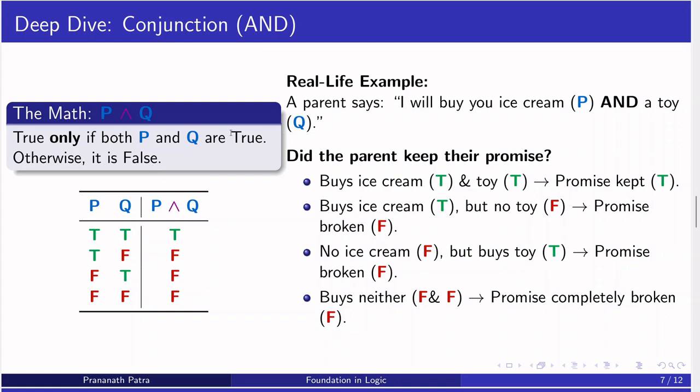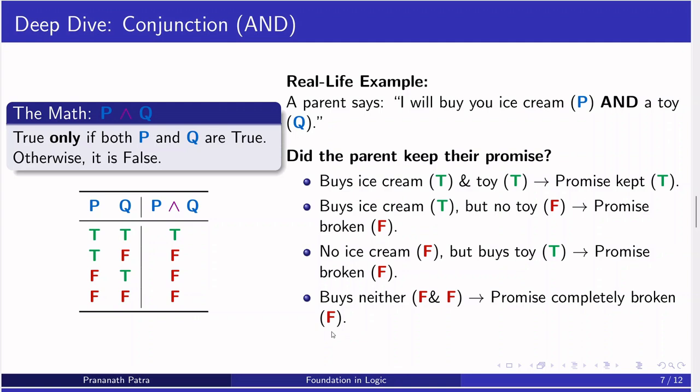Imagine a parent making a promise to a child. I will buy you ice cream and a toy. Now, did the parent keep that promise? If they buy the ice cream and the toy, yes, promise kept, true. If they buy the ice cream but skip the toy, nope, promise broken, false. If they skip the ice cream but buy the toy, still broken, false. And if they buy neither, completely broken, false. AND is an all-or-nothing deal. Both conditions must be satisfied.